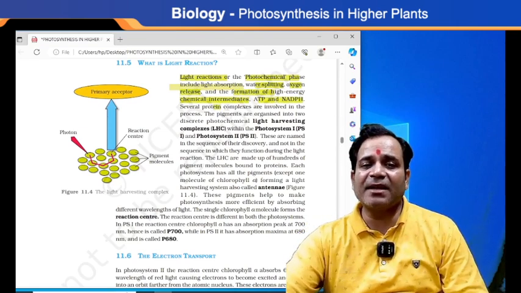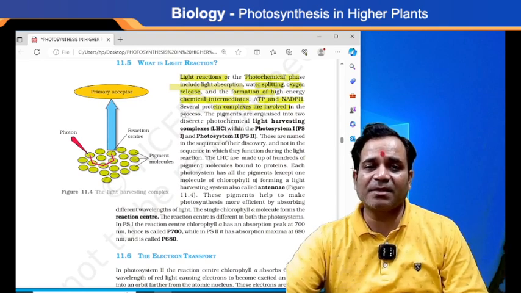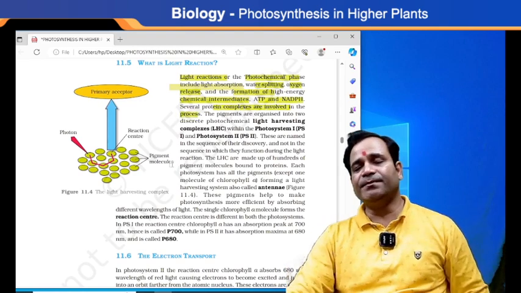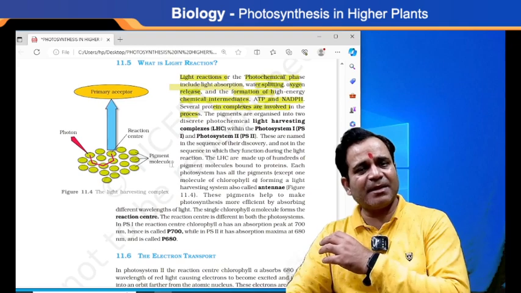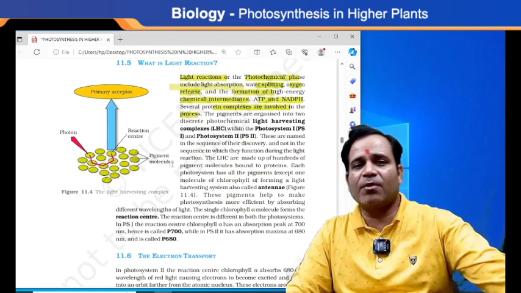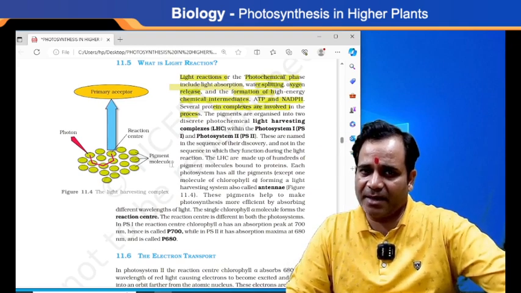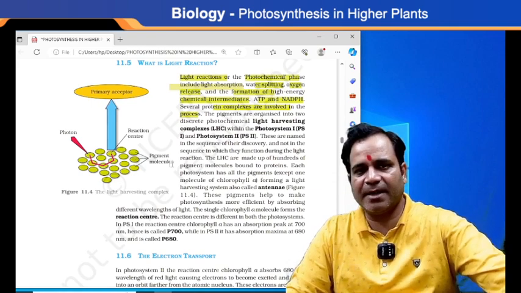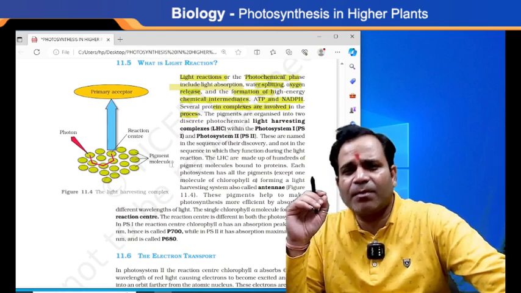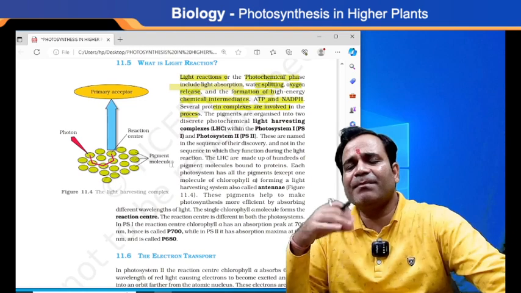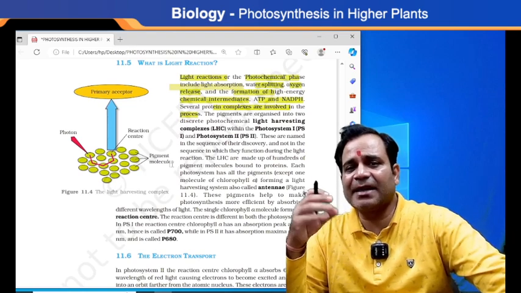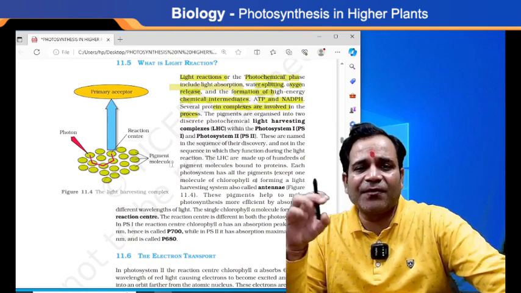Several protein complexes are involved in this process, not only the simple method but protein complexes are also involved in this very process, my dear. Now it is very important to know that the pigments are organized into discrete photochemical reactions.